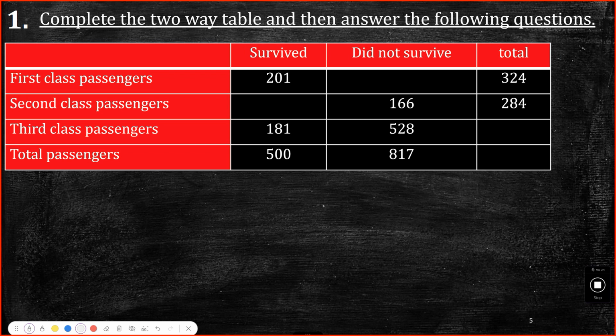So, about 100 years ago, there's a ship that sank. It was called the Titanic. And there were first class passengers, second, and third class passengers, and this is just the passengers. And there were also the workers. This is not even part of the data, but there's a lot of people that died that were workers also.